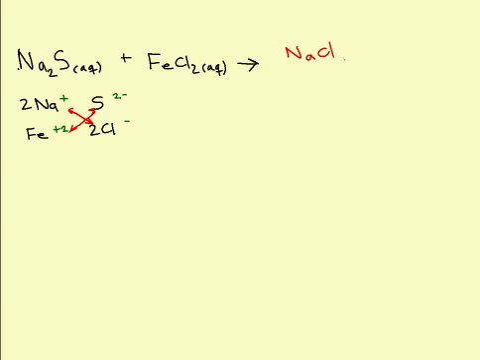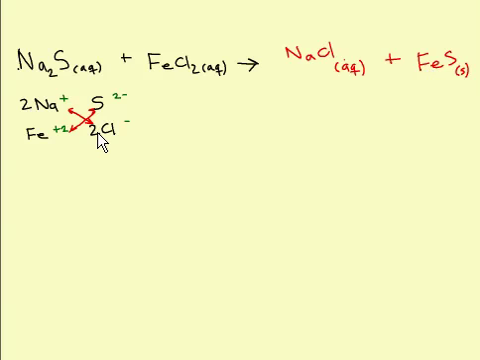Sodium and chloride have equal and opposite charges, so it's going to be a 1-to-1 ratio. And we know that sodium is always soluble, so that's going to be AQ. Now, let's look at iron and sulfide. I have equal and opposite charges there. And when I look at my chart, that's going to be solid because sulfide is insoluble and iron is not one of its exceptions.